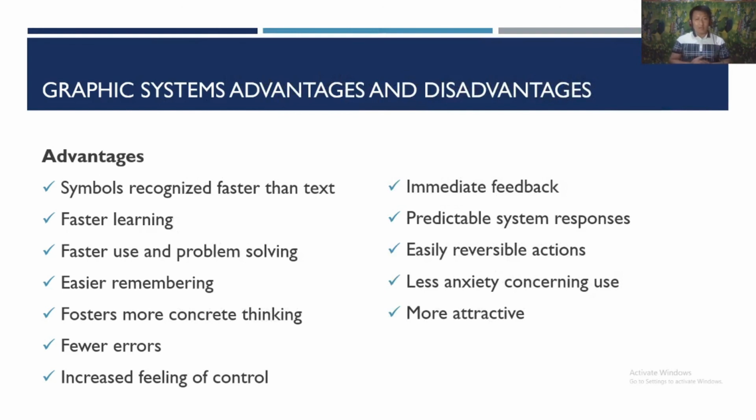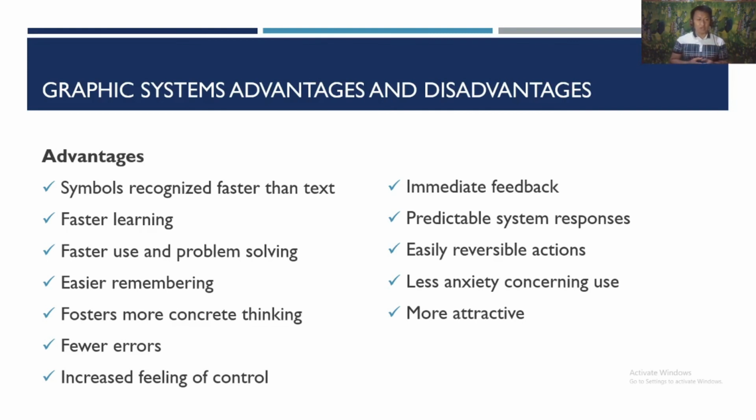Next is graphic systems advantages and disadvantages. Okay, so these are the advantages and disadvantages. First, the advantage is symbols are recognized faster than text. Alright, so usually if we see a symbol, we can easily recognize that one. What does that mean? Okay, faster learning.